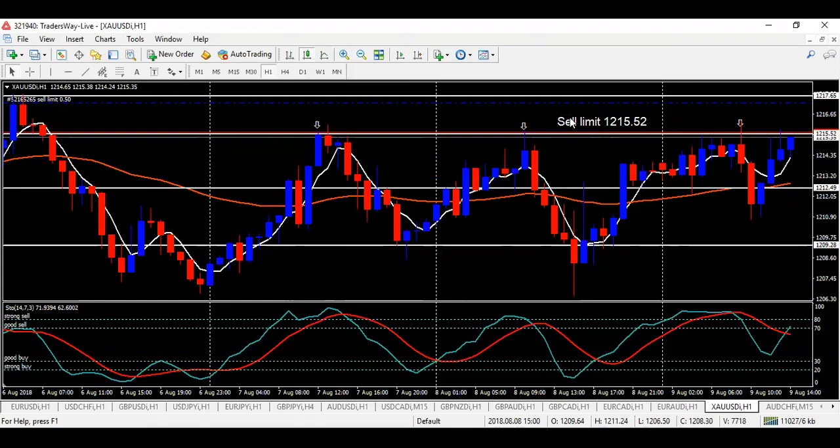So we got our first teacup, right? We got our pips, we're out the market. Now we wait for it to come back around again for our second teacup. Once you take your pips from your first teacup and you're out the market, then you place your second sell limit for the same zone, which is 12, 15, 52. And you wait for it to come back around again.